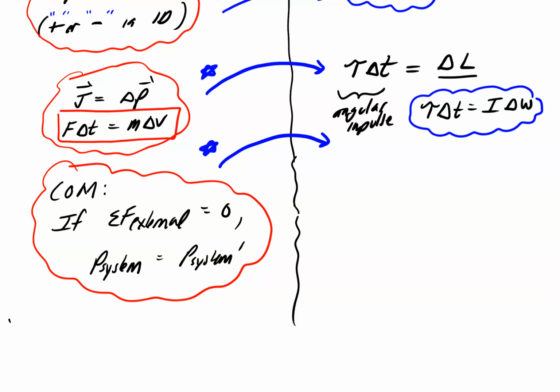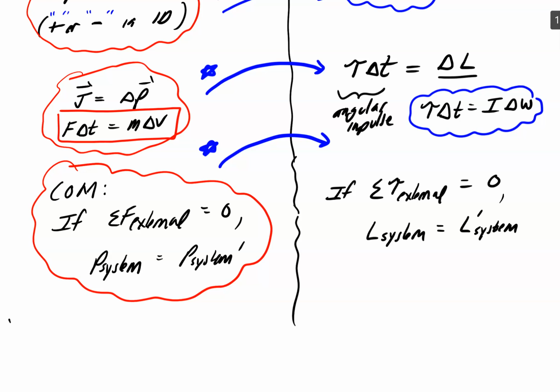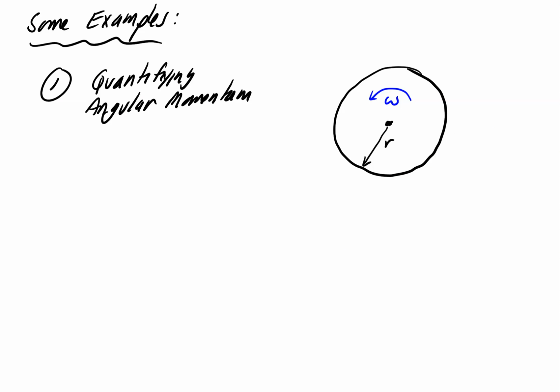So let's take a look. What is the analog on the rotational side? Well, you can probably guess. Over here on the left, it was all the external forces. Well, here it's going to be if all of the external torques are 0, then we can say that the angular momentum of our system before something happens is going to equal the angular momentum of our system after. Okay, so you can see the analogs. All right. Okay, let's look at some examples.